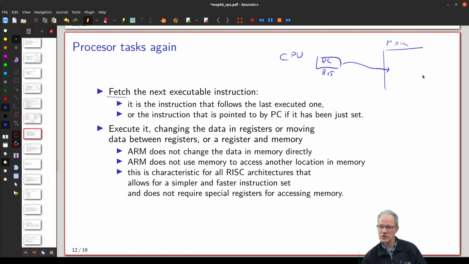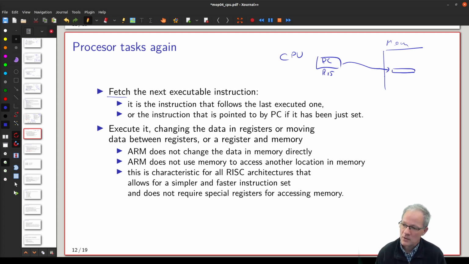So once we have fetched that instruction, the processor is going to execute that instruction, and it's going to advance the program counter to the next instruction. Right, as discussed a little while ago.